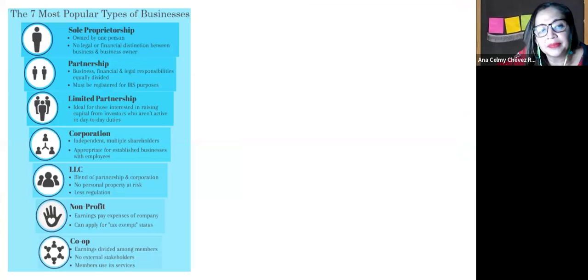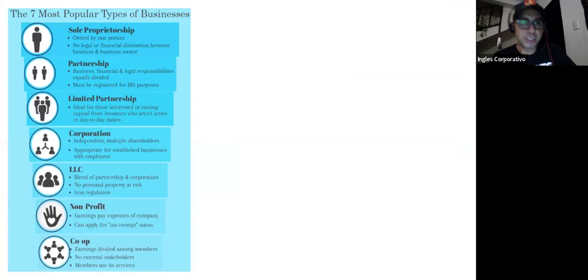Me, teacher. Okay. Partnerships. Business, financial, and legal responsibilities equally divided. Must be registered for IRS purposes. Very good. So this is a partnership. That is a business, financial, and legal responsibilities equally divided.